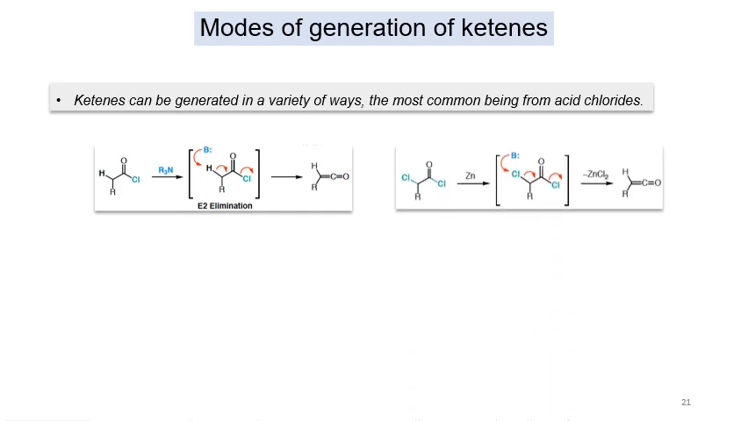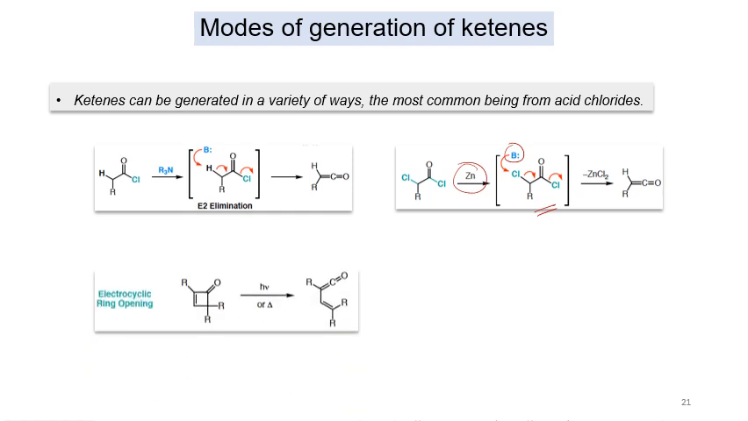From alpha chloro acid chlorides, if you use a metal, in this case also you can use this type of elimination to give you this. This should not be a base, it should essentially be zinc. Okay, so you get a ketene in this particular case.